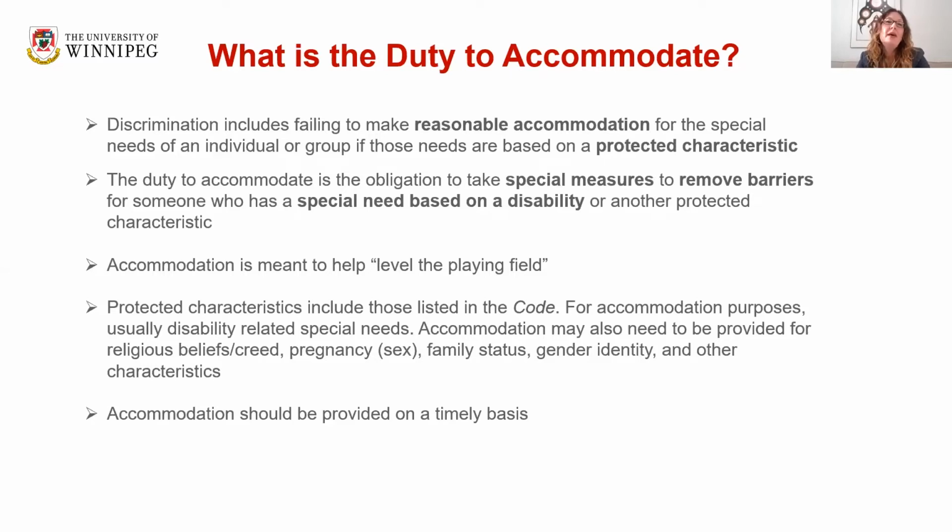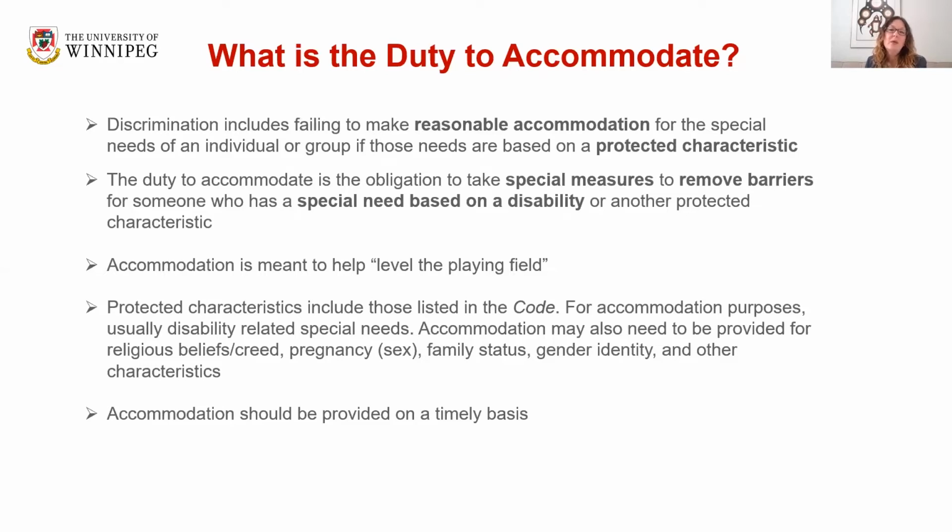And so when we talk about the duty to accommodate, really what it means is the obligation to take special measures to remove barriers for someone who has a special need based on a disability or another protected characteristic. So it's really meant to help level the playing field. So it's taking these actions in order to allow a person to participate on an equal basis. And so, as mentioned, protected characteristic includes those listed in the code.